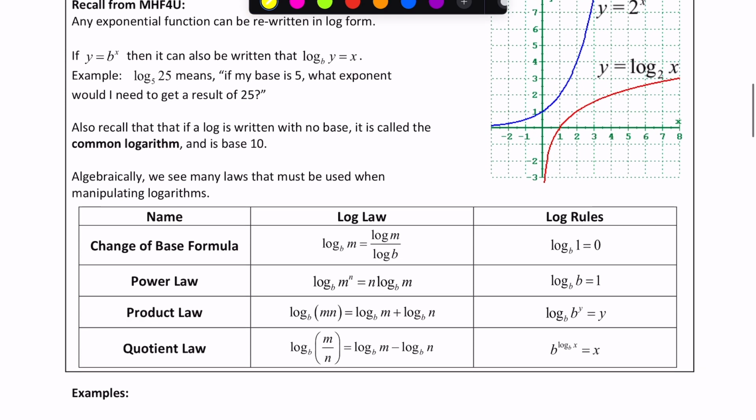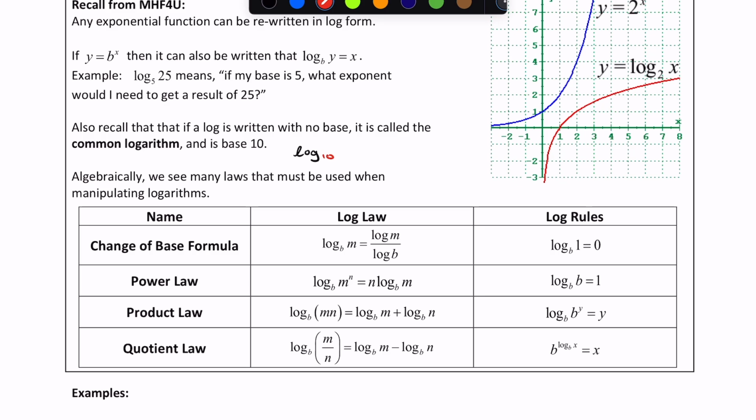So recall that any exponential function can be rewritten in log form. If y is equal to b to the power of x, then it can also be written that log base b of y is equal to x. So for example, log base 5 of 25 means if my base is 5, what exponent would I need to get a result of 25? Also recall that if a log is written with no base, it's the common logarithm and it's base 10. So anytime you see it written as log by itself, we can assume there is a base 10.